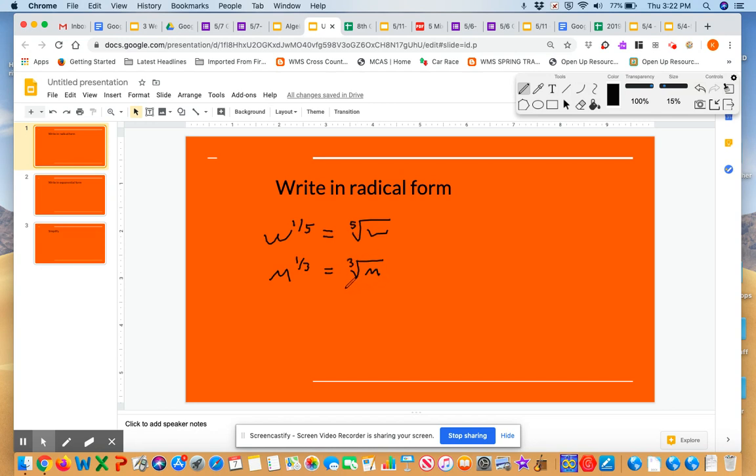And last but not least, s to the what? s to the 1/7. So this means I'm looking for the seventh root of s. All right, so this is the way that you can write some fractional exponents in radical form. You're going to have to be doing that today for part of your assignment. All right, let's try another one.